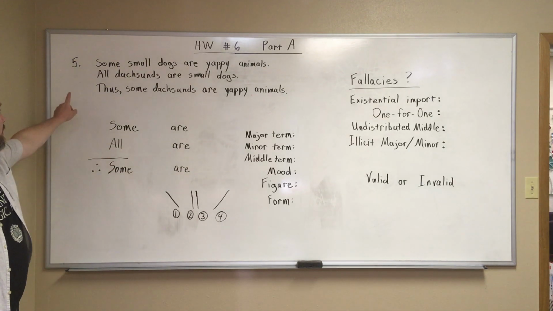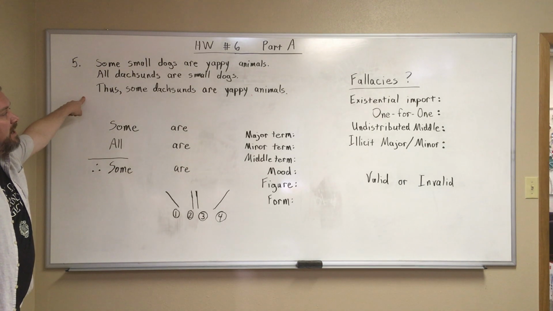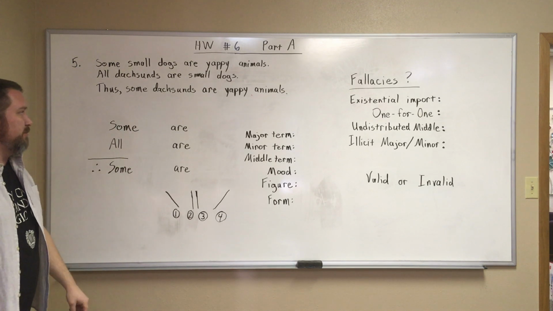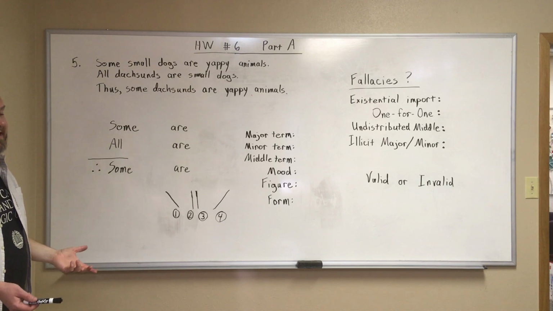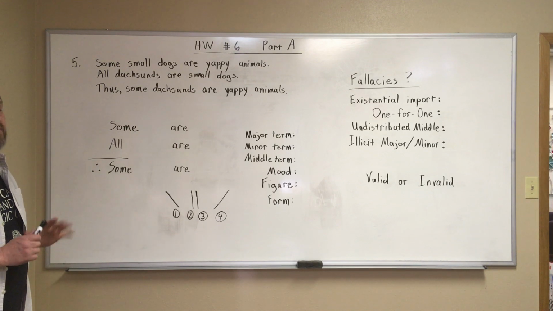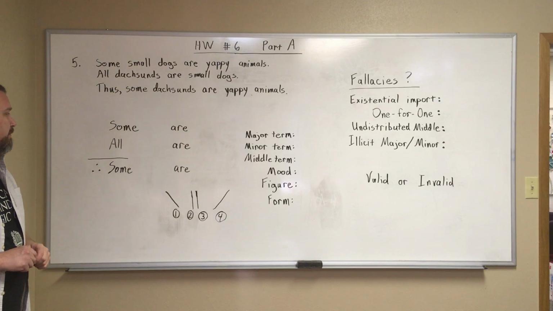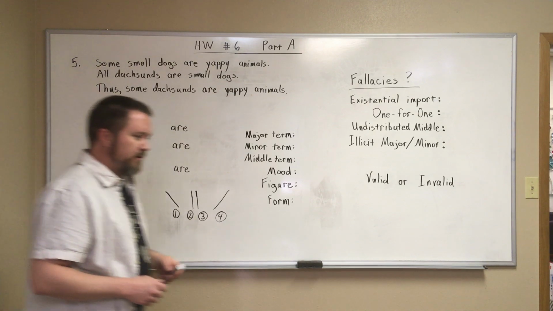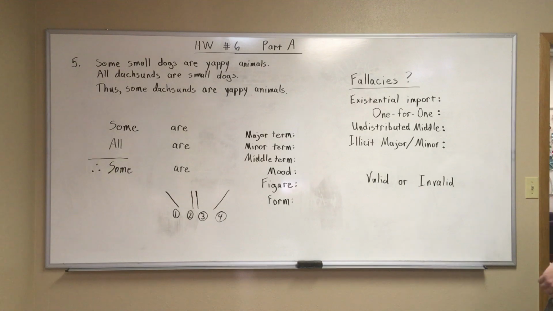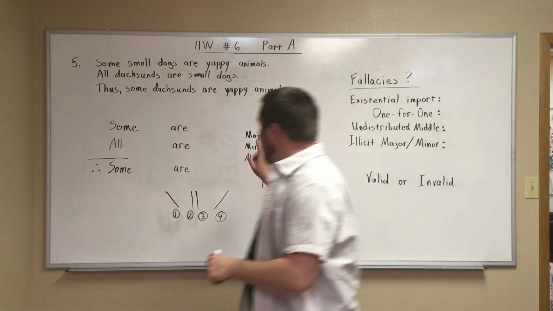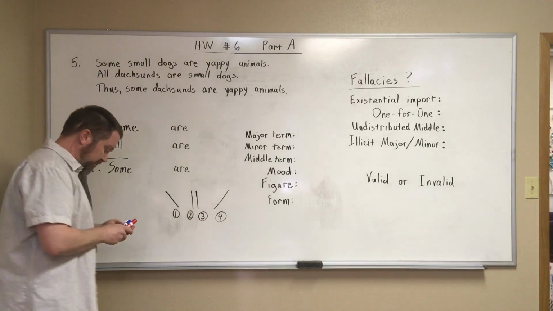So we're going to start with example problem number 5, homework 6, part A. Some small dogs are yappy animals. All dachshunds are small dogs. Thus, some dachshunds are yappy animals. So again, this is already in standard form, but we're just going to double check to be sure. Let's go ahead and identify each of the terms.